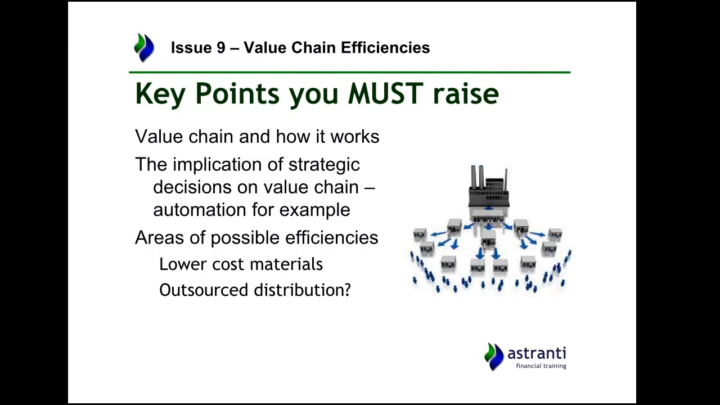And also just areas of possible efficiencies, such as lower cost materials, outsourced distribution, because we know that they have their own sort of supply chain in terms of getting the house from the factory to the build site. That could maybe be outsourced for a cheaper cost. Would it be reliable? Question mark. We'd have to see. That could be a question in itself. However, these are the key issues we have to think about for the value chain.